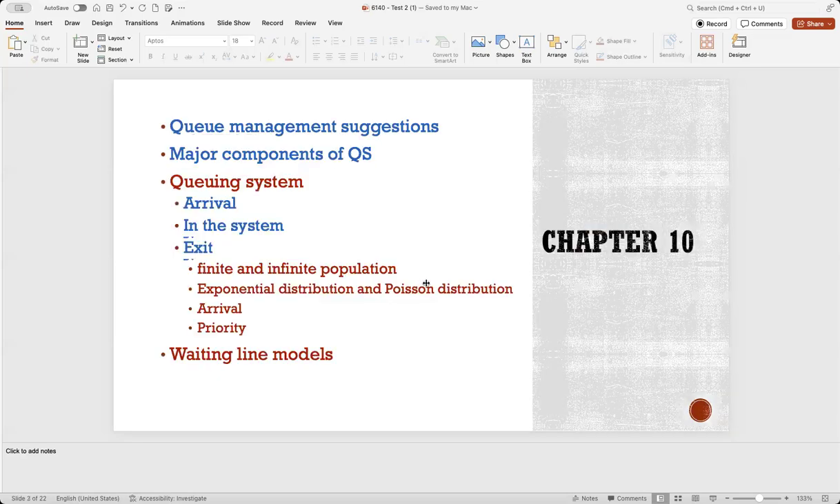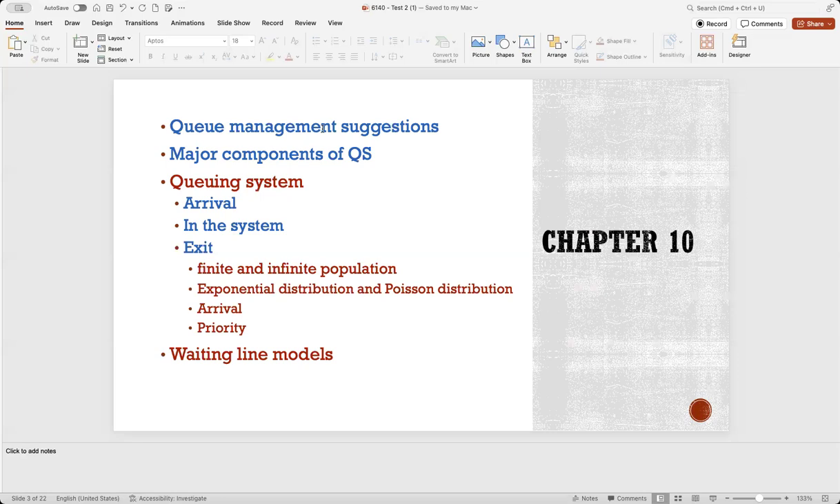So for chapter 10, we focus on how to solve the waiting line problems. The first thing you need to go over is the first part of chapter 10 I give to you. It's a big picture about what a waiting line problem is, and the general terms and concepts you need to know before you learn more details. It also covers the queue management suggestions.